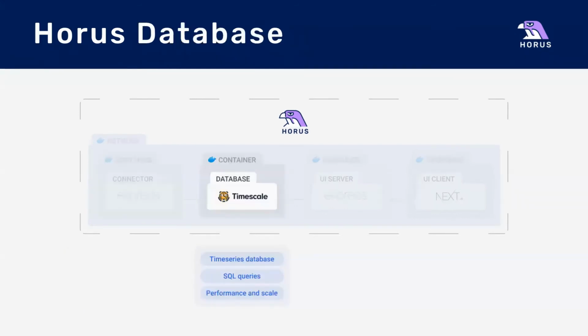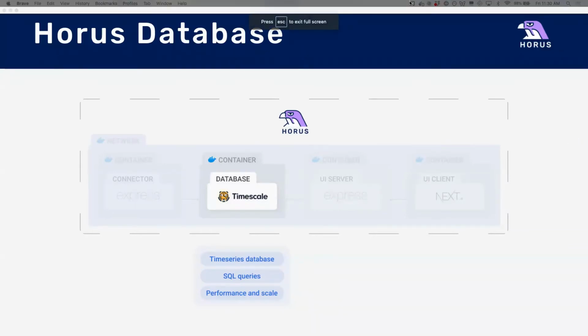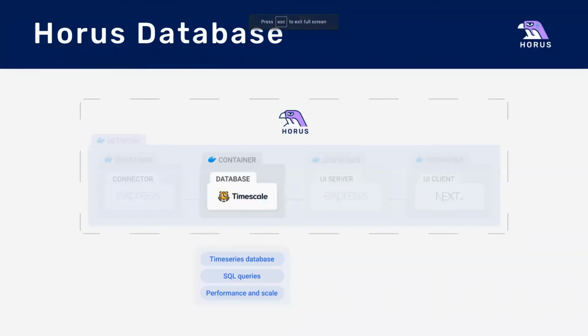The second component is the database that the connector inserts data into. Now, we chose to work with Timescale for three key reasons. The first is that it's a time series database, and this was something very important to us because telemetry data is time series data. Its key characteristic is that you can sort it, organize it, and work with it based on time.